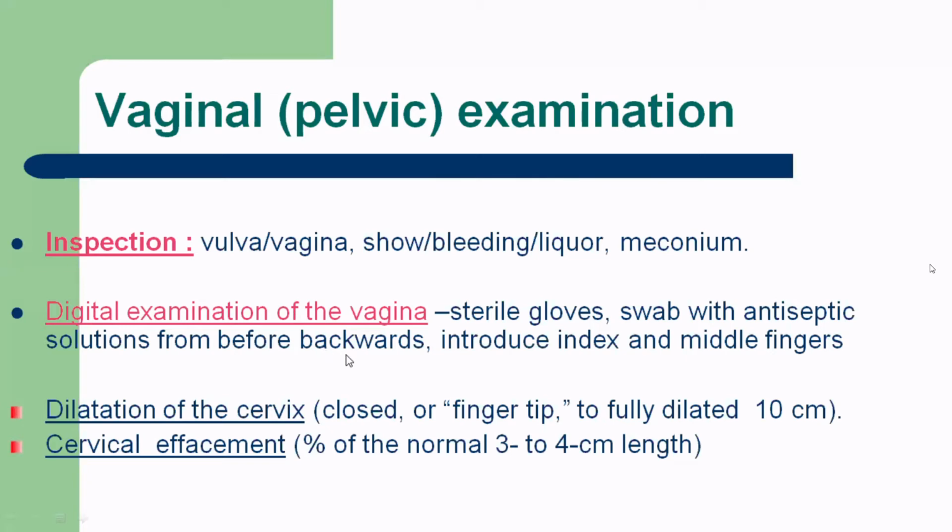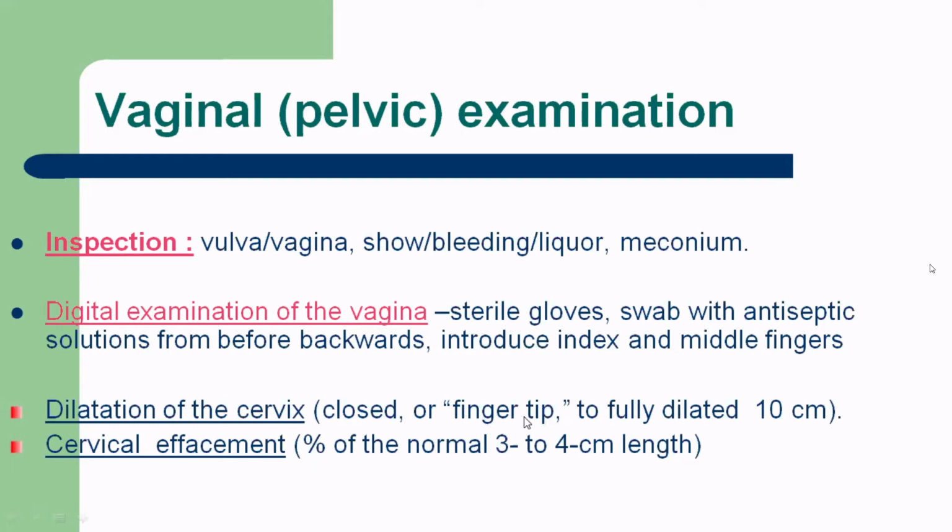Okay, don't swab from the anus to the introitus. It is always from the introitus to the anus. Then first you introduce your index finger and then your middle finger to palpate the cervix. You should notice the dilatation of the cervix, whether it is closed. If it is closed, she is not in labor, or if it is fingertip also, she is not in labor.